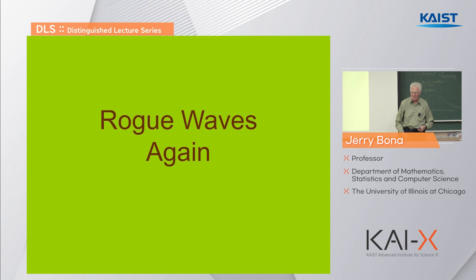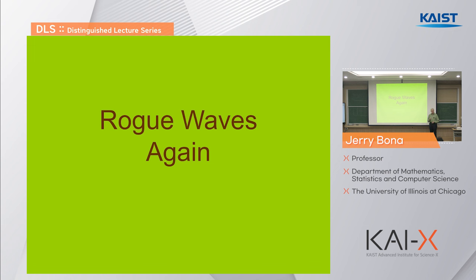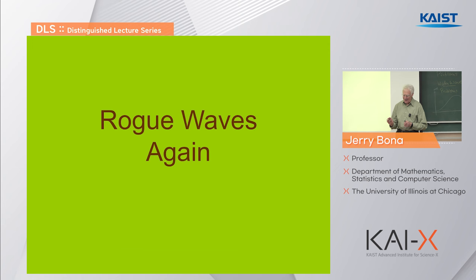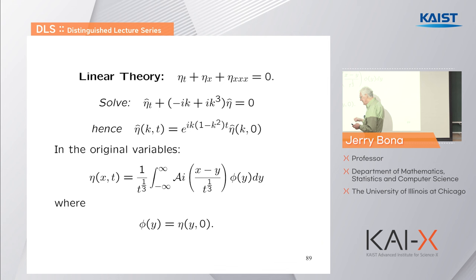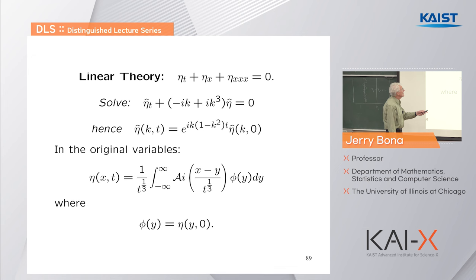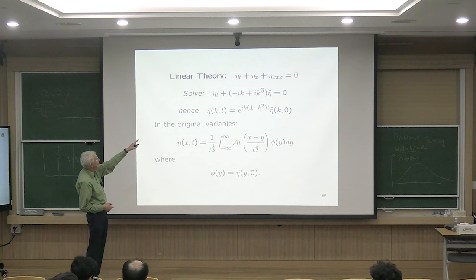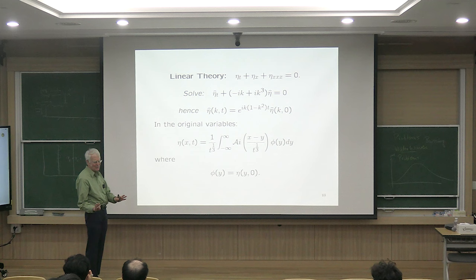When I started this project, my goal was to show you could not have concurrence. I figured that just wasn't going to happen. All right, so follow me along. So linear theory, let's forget nonlinear effects for a minute and just talk about linear theory. And for those who know something about this, the linear theory is that top line there. That's the linear Korteweg-de Vries equation, never mind who Korteweg and de Vries were.